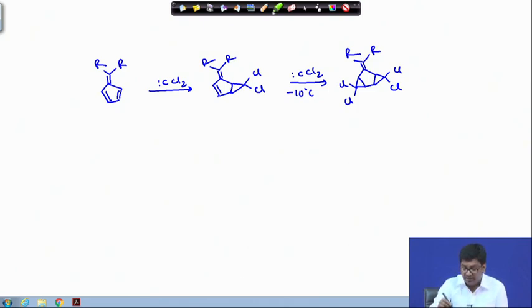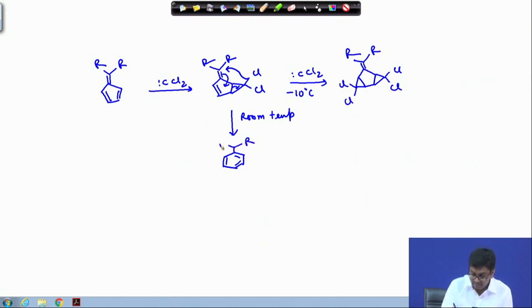But at room temperature, what will happen? At room temperature, this ring expansion will happen, and overall this migration of this chlorine to this carbon, followed by ring expansion, will give this 6-membered benzene derivative. Okay. And here this one is the chlorine.